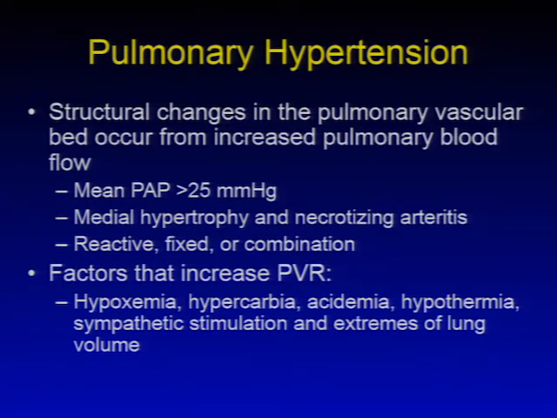Pulmonary hypertension can either be reactive, meaning reactive to sildenafil or inhaled nitric oxide, fixed, which means unable to ameliorate the problem, or it could be a combination of reactive and fixed. Factors that increase PVR include hypoxemia, hypercarbia, acidemia, hypothermia, as well as sympathetic stimulation and extremes of lung volume. In children or adults that have pulmonary hypertension, any of the above factors that increase PVR should be avoided.